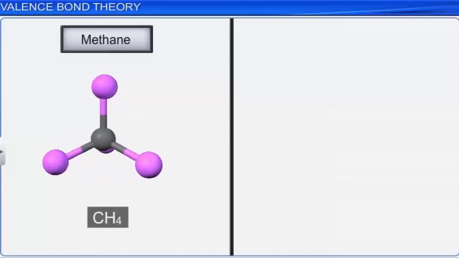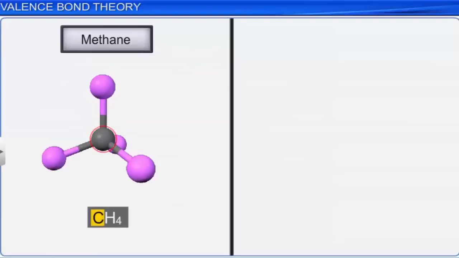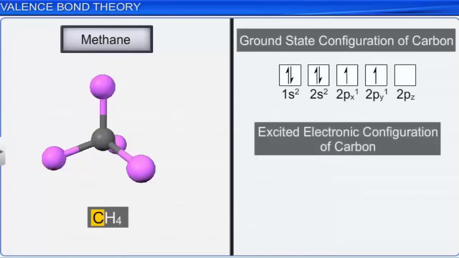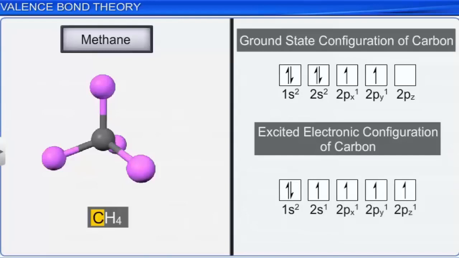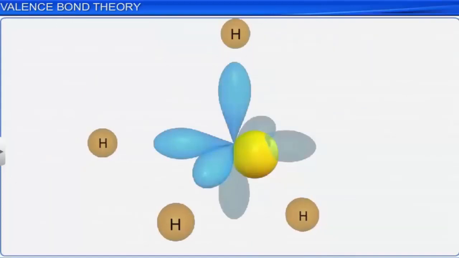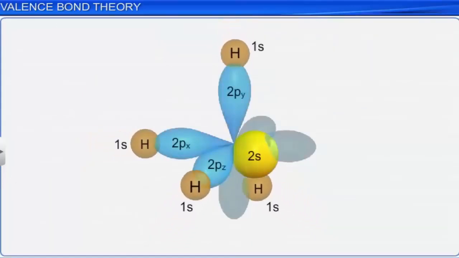Let us explain the above limitation by considering methane molecule. In methane, the central atom carbon has the configuration of 1s2, 2s2, 2px1, 2py1. In its excited state, the configuration becomes 1s2, 2s1, 2px1, 2py1, 2pz1. The four atomic orbitals of carbon, each with an unpaired electron, overlap with four singly occupied 1s orbitals of the hydrogen atoms to form 4 C-H bonds.